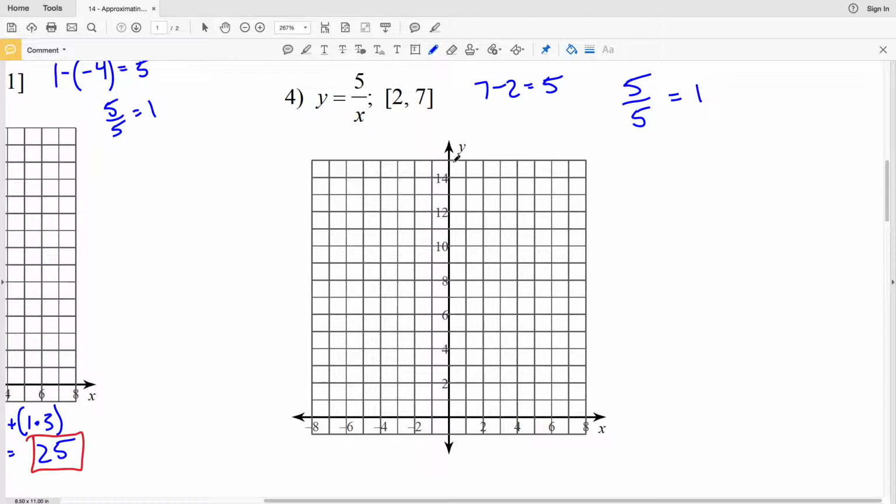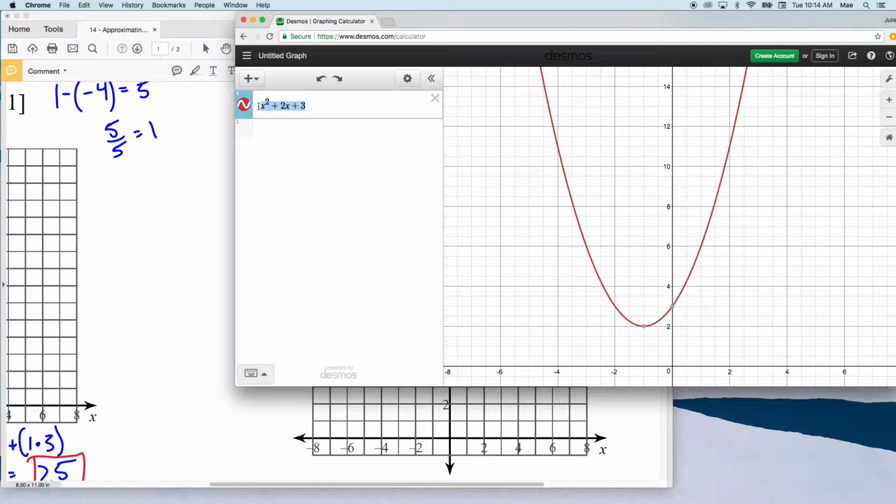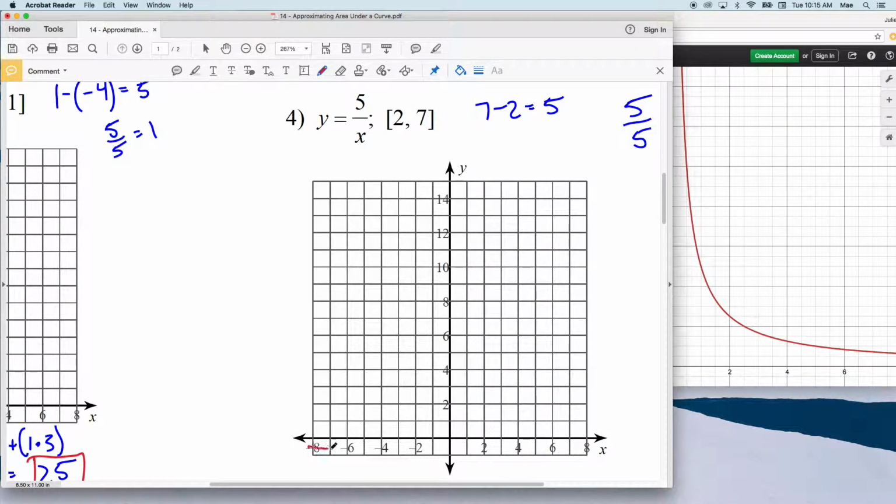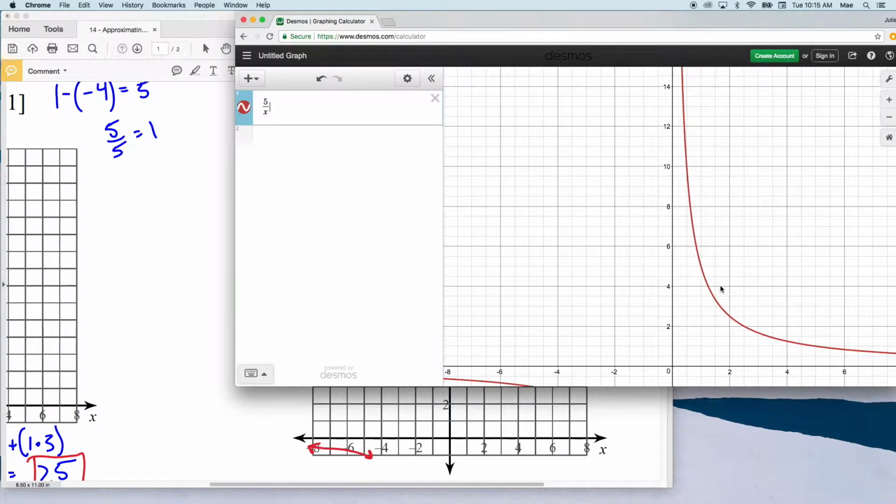So let's go back to the graphing calculator, or again, feel free to use a t-table. So my function in this case is 5 over x. So you can see I have a little bit of a curve that's only shown in the interval from -8 to -4. So I'll quickly draw that. But what I'm more concerned about is my interval from 2 to 7.